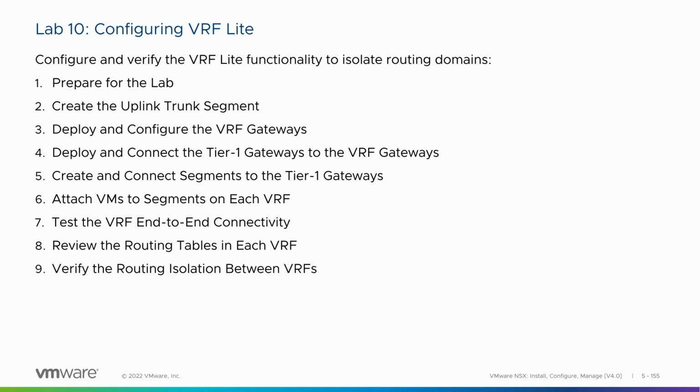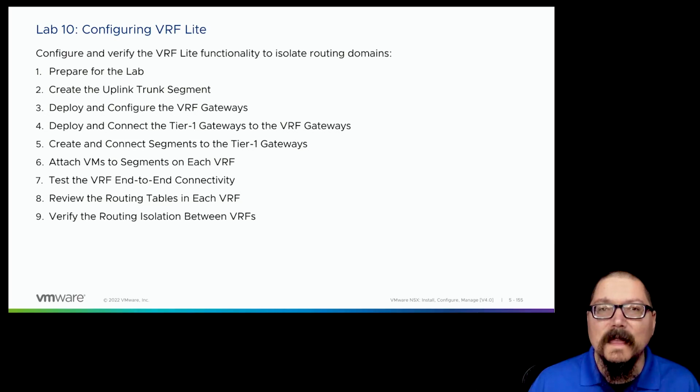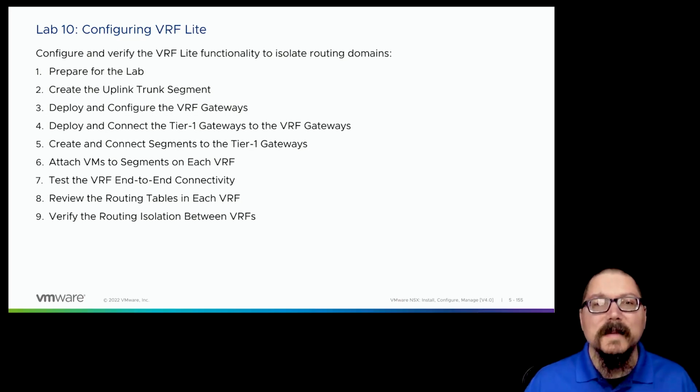We're going to create a couple more segments, right? We'll have our VRF red and VRF blue segments that we create. We'll go ahead and attach those to the Tier 1 gateways that we created in Task 4. Then we're going to put some virtual machines on those 2 segments. We're going to test connectivity. We're going to look at routing tables. Then we're going to validate that we are indeed in isolated routing domains. So there's a lot of stuff going on in this lab, a whole lot of stuff. But it's worth it. It's absolutely worth it. Take a couple of minutes, go through this lab. When you come back, we'll go ahead and wrap up this video and this entire section.